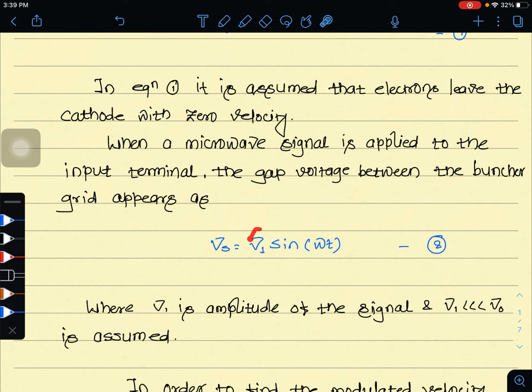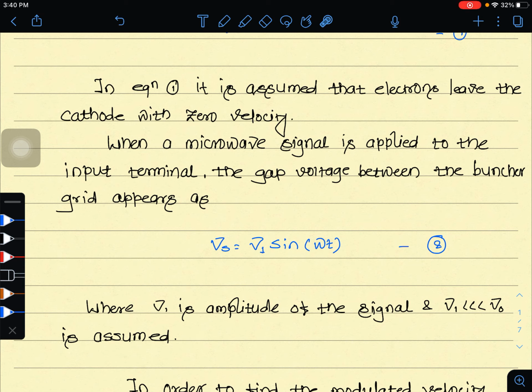And what is the meaning of V1? V1 is simply the amplitude of the signal, the microwave signal. V1 is the amplitude of the microwave signals. And we assume another thing, that V1 is very much less than V0.